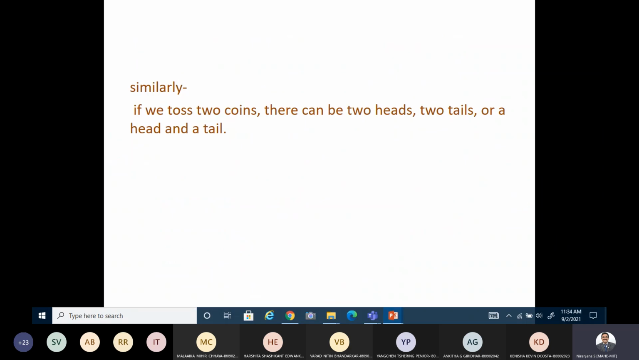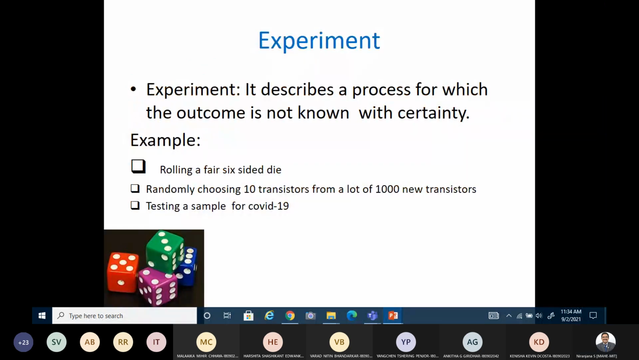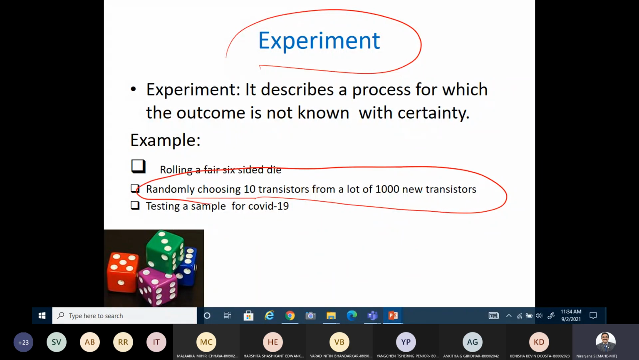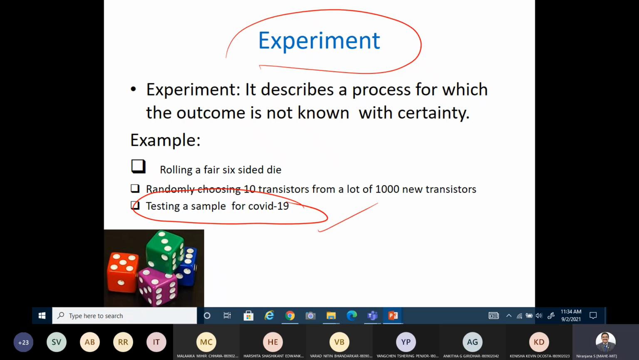When you try to define this for two coins, it may be slightly different. Multiple coins are also possible, so event or events are possible. There is also a term sometimes called an experiment. For example, rolling a fair six-sided die is an example of an experiment, or randomly choosing 10 transistors from 1000 new transistors, or testing a sample for COVID-19. All these are experiments.